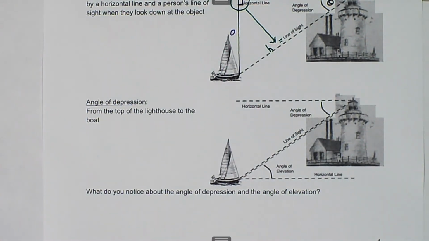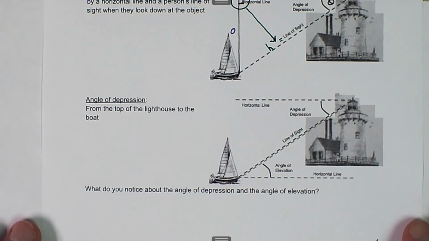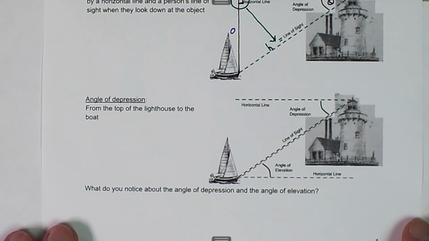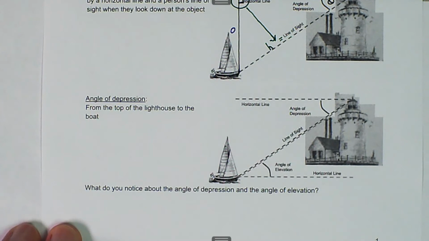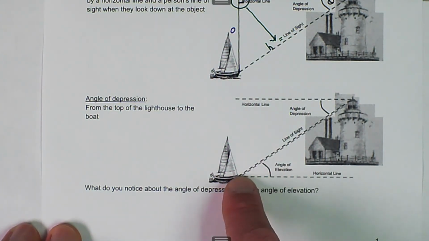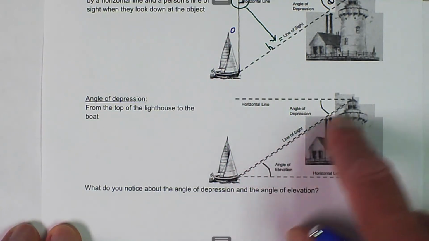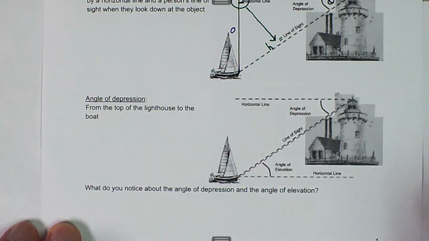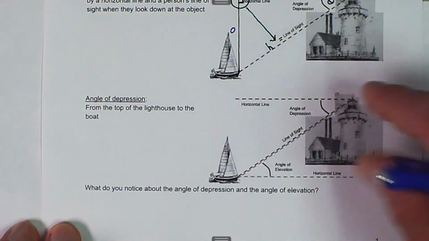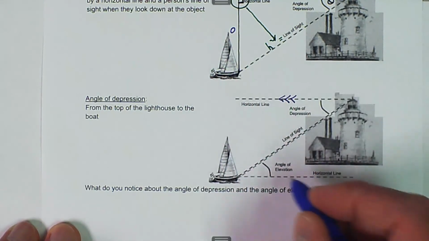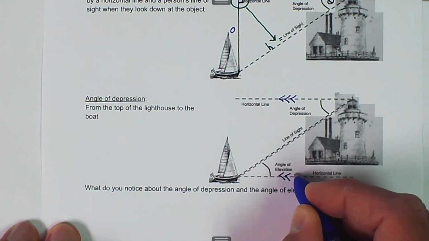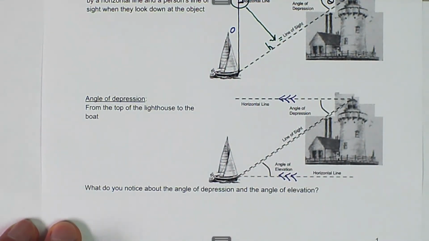The next part talks about the angle of depression, and that is from the top of the lighthouse to the boat. So that's the angle of depression right there. We can also have an angle of elevation, and the angle of elevation is from the boat up to the lighthouse. Now, one thing that we know about these two horizontal lines is they are parallel. So these lines are parallel.